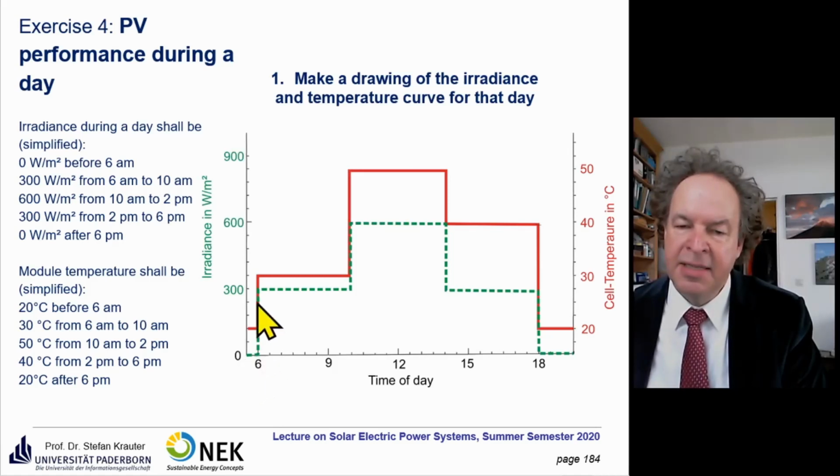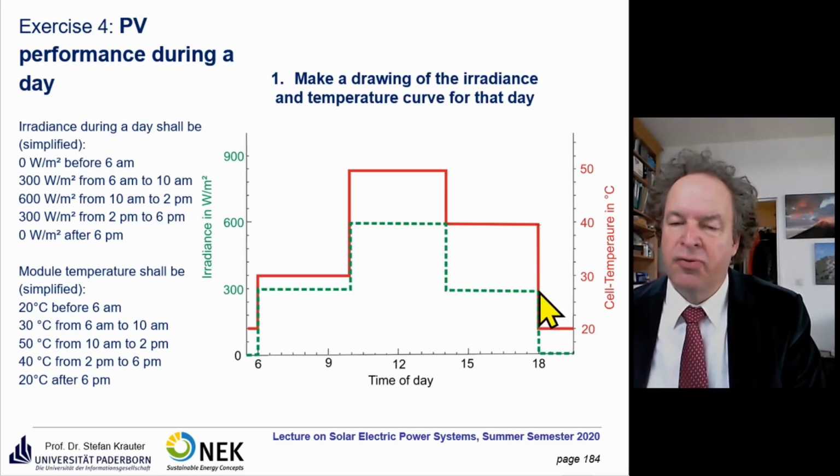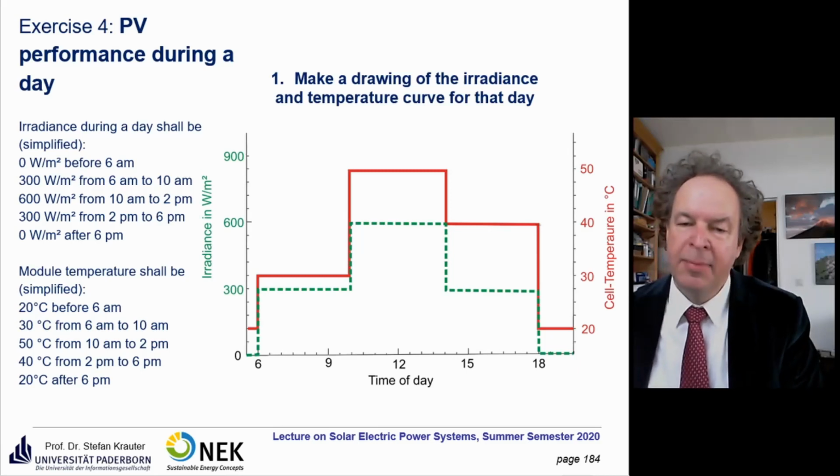There is no irradiance, and it starts to elevate to 300 watt per square meter, and 2 hours before and 2 hours after midday we have 600 watt per square meter, and then it's going down symmetrically from 2 p.m. till the sunset to 300 watt per square meter, and after the sunset at 6 p.m. or 18 o'clock, this is 0 watt per square meter.